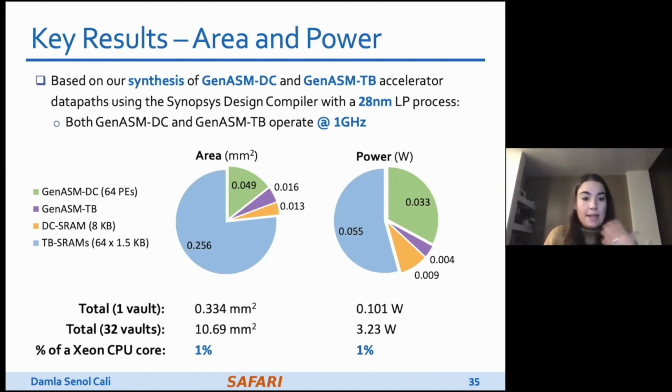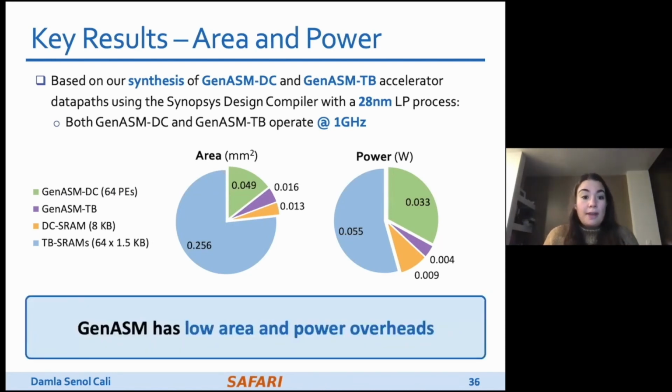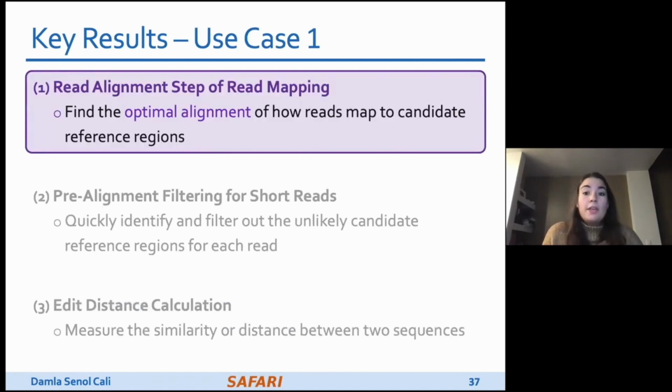So these may not make a lot of sense to you. To give a comparison, we observe that both area and power consumption of GenASM at a single vault is around 1% of the area and power consumption of a single Xeon CPU core. So we find out that GenASM has low area and power overheads, which is important. So let's look at our results for the first use case, read alignment.